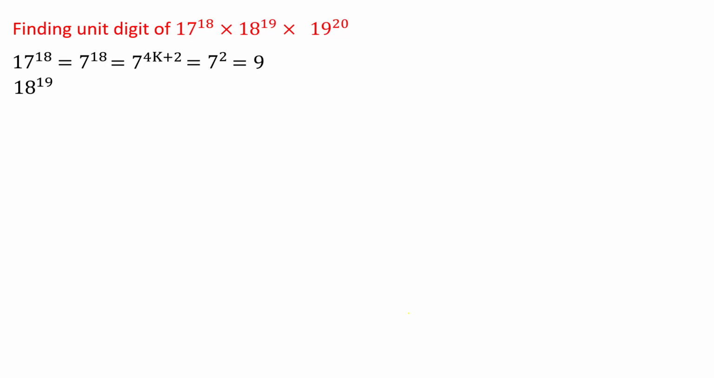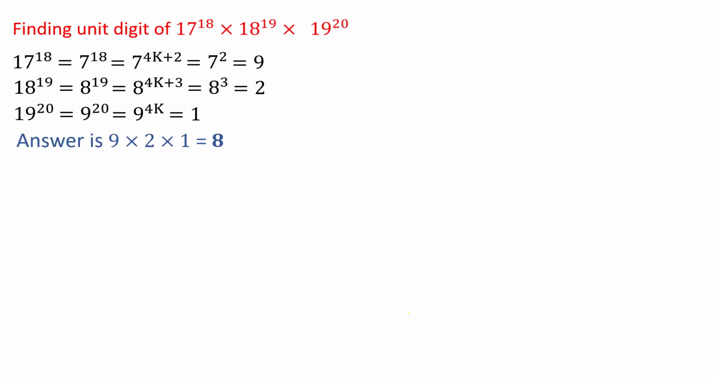Similarly, 18 to the power 19 is nothing but the unit digit of 8 to the power 19. Power divided by 4, the remainder is 3, so we can express the power as 4k plus 3. So 8 to the power 4k plus 3, its unit digit is the same as the unit digit of 8 to the power 3, that is equal to how much? 512, that is equal to 2. Then 19 to the power 20: the unit digit of this is the same as 9 to the power 20. It is 9 to the power of a multiple of 4, that always ends with 1. So our final answer is going to be 9 into 2 into 1. Okay, 9 into 2 into 1 is how much? 18, but we are interested only in unit digits, so 8 is the answer.